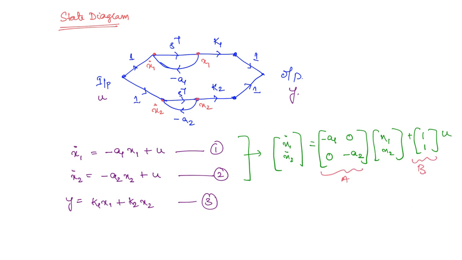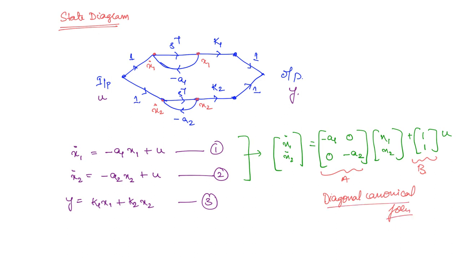One thing that you can see here is that the matrix A is a diagonal matrix. That means when you use the parallel decomposition method, you are going to get the diagonal canonical form. So this is the important point here.